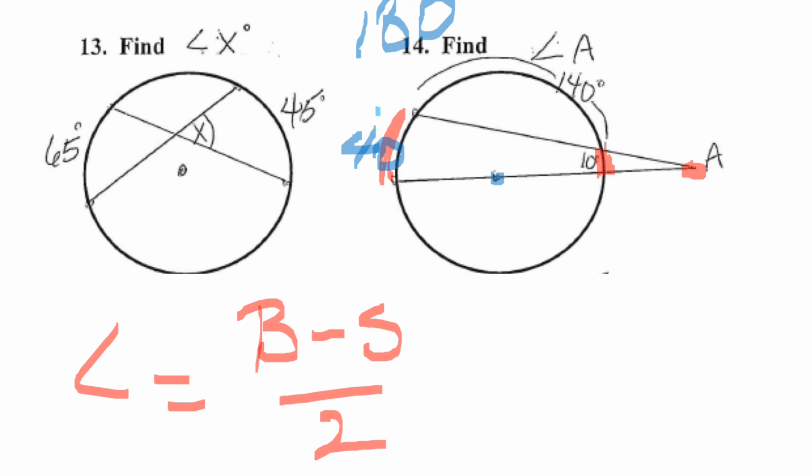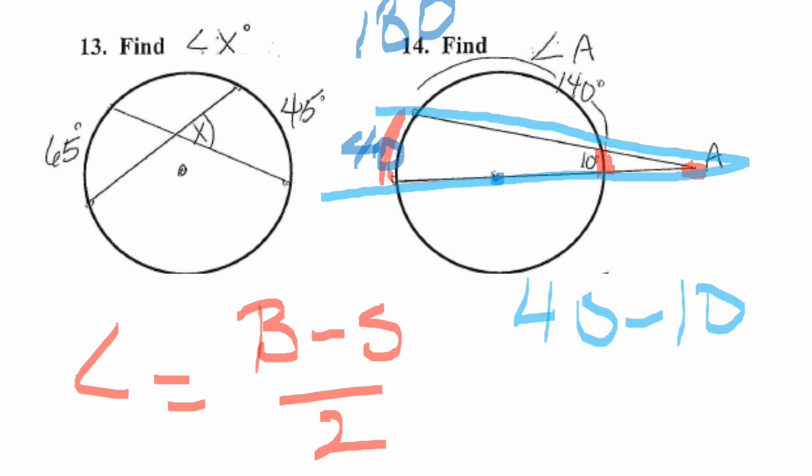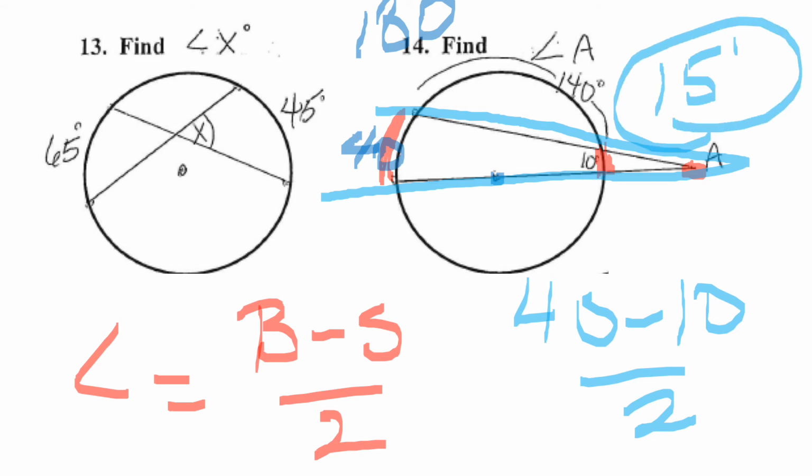So now go back and look at your angle. You're only looking at angle A. It's got a 40 for the big one. It's got 10 for the little one. Divided by 2 and you get 15. Angle A is 15 degrees.